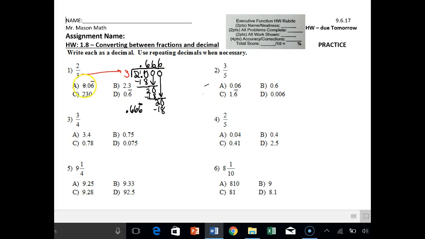So which one looks like that? Not 0.06, obviously not 2.3 or 230. It's obviously 0.6 repeated, right? Notice 2.3 and 230, those are put there in case you don't want to do the math and you just say, oh, it must be a 2 and a 3 in the answer.